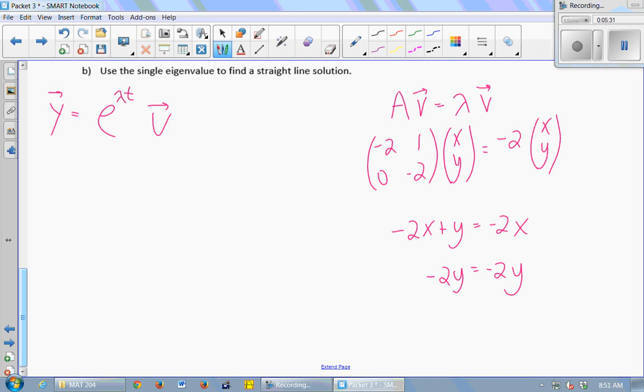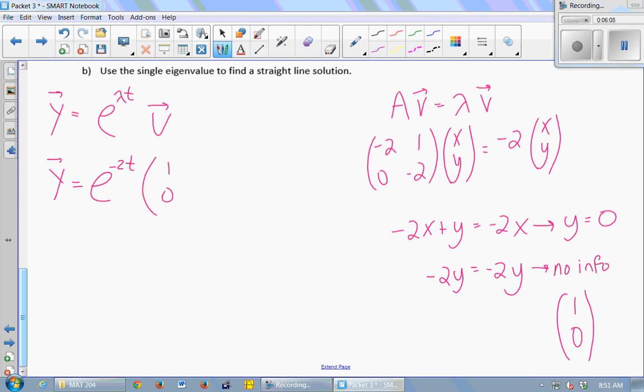So this second equation is always true, no matter what y is. So I have, this is no info. So this one says that y has to equal 0. You add 2x to both sides, you get y equals 0. So what's an eigenvector with y equals 0? (1, 0). Anything as long as the second coordinate is 0. So my straight line solution is going to be y equals e to the -2t times (1, 0).